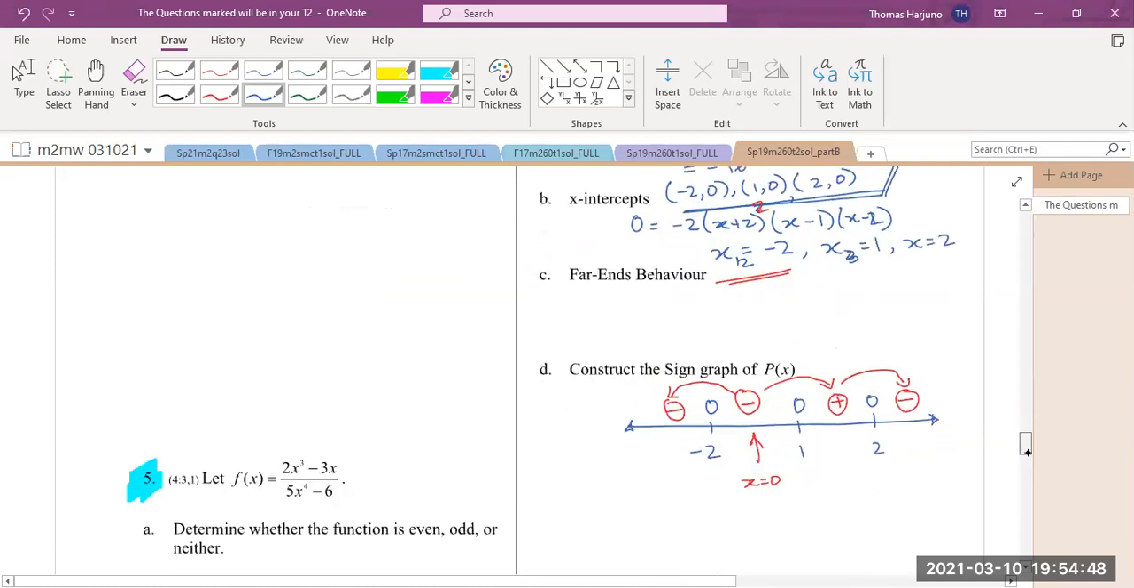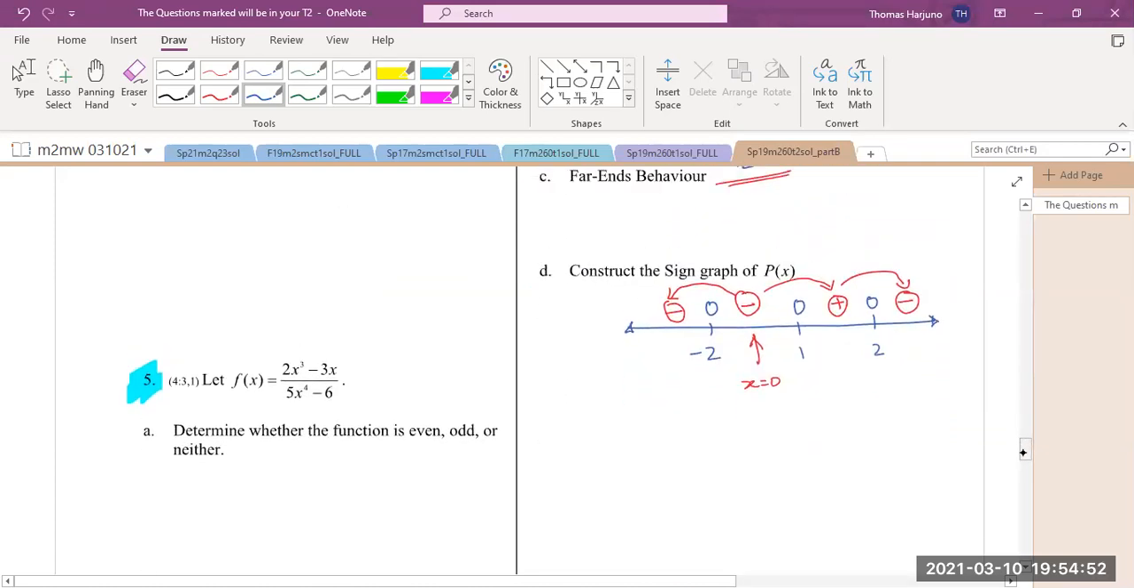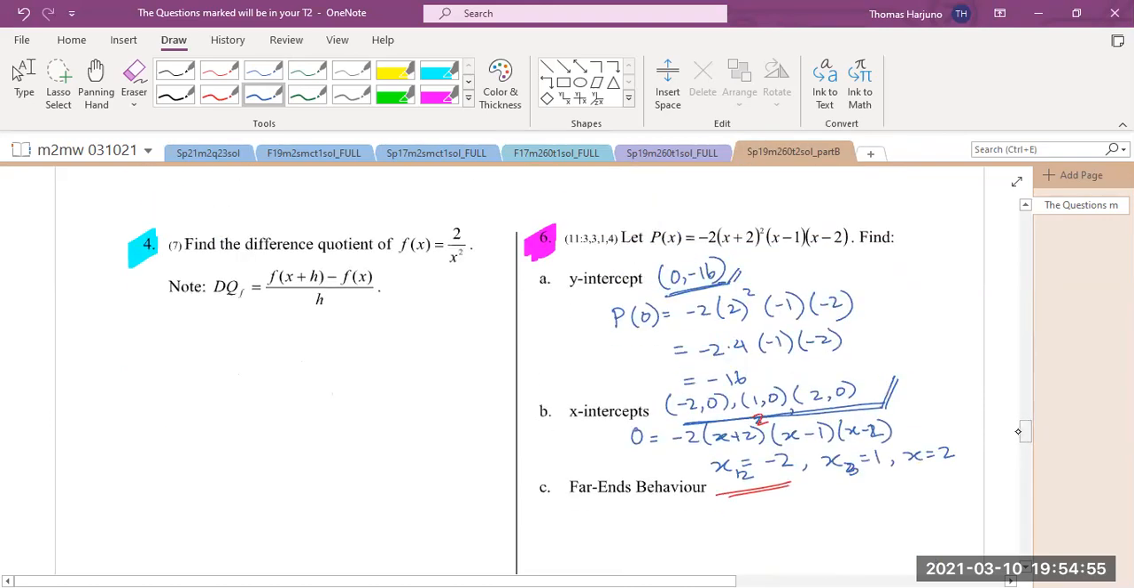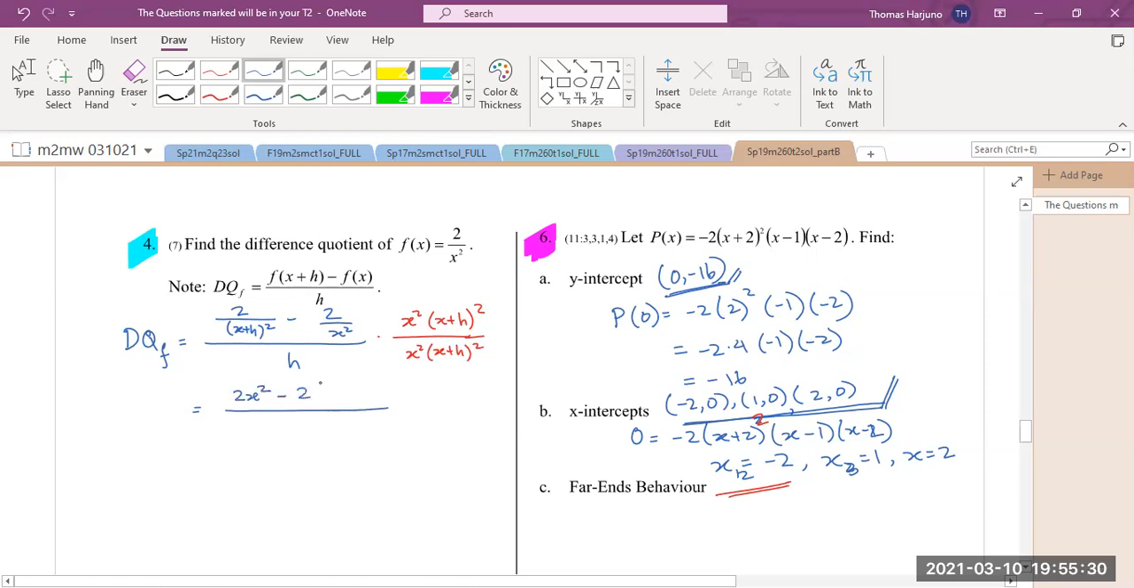Yeah, I will continue working on number 4 and 5 for complexity, but in 1 minute we are done with this class. So let me just go ahead, work this out really fast. The difference quotient of this function will be 2 over x plus h squared minus 2 over x squared, all over h. Multiply the top and the bottom by the LCD to get rid of the complex fractions. Then I get on the top left 2x squared minus top right 2 times x plus h squared, over h times x squared times x plus h squared.